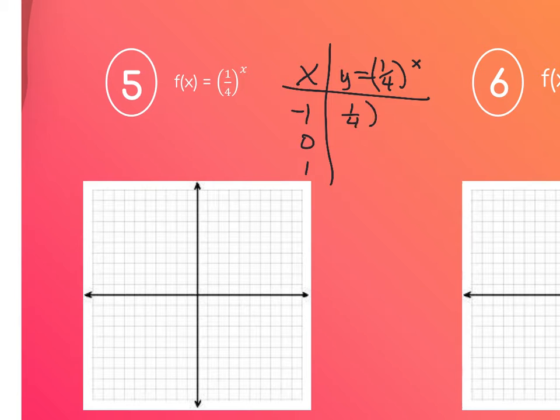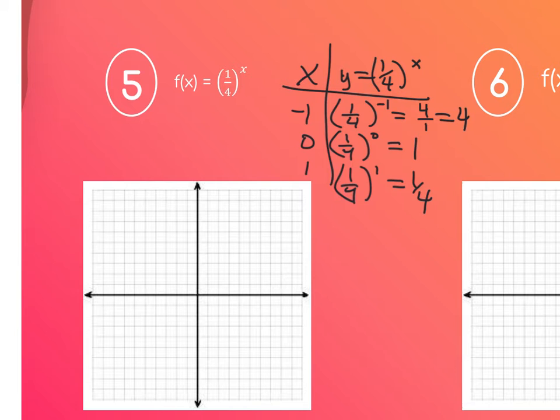1/4 to the -1 power, think reciprocal, so this equals 4. Anything raised to the 0 power equals 1. And then 1/4 to the first power is 1/4. So now I can graph these three ordered pairs.